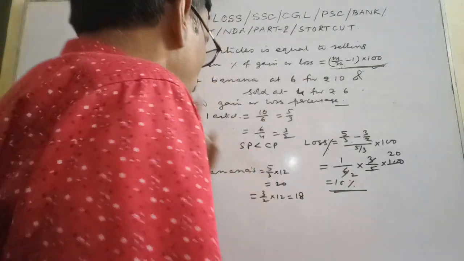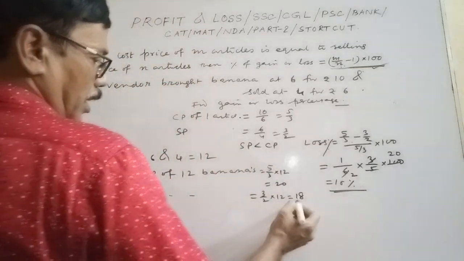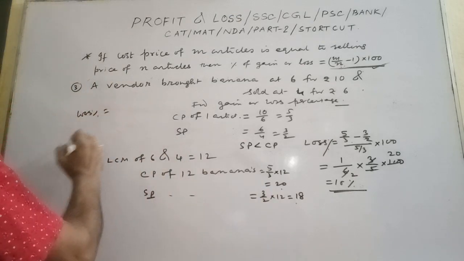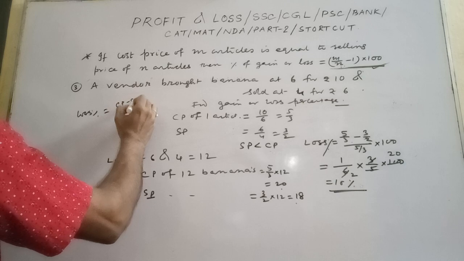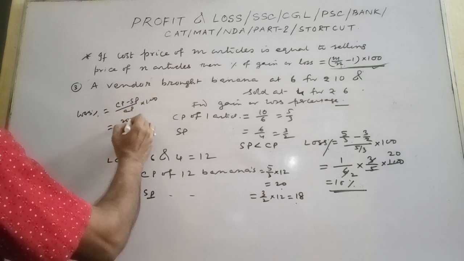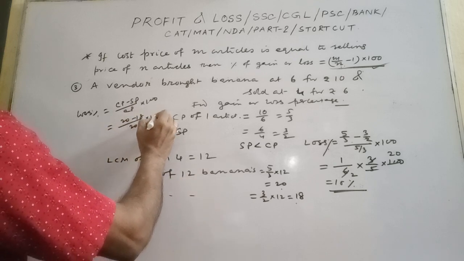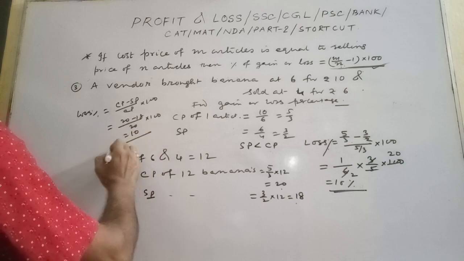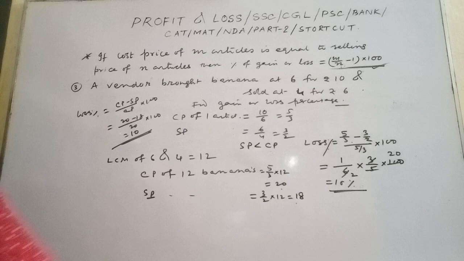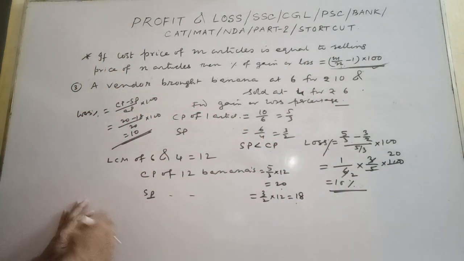So, to avoid fractions, you take the LCM. Look, SP is less than CP. So what is the loss percentage? CP minus SP by CP into 100. So 20 minus 18 by 20 into 100. So you are getting 10. So you may use the LCM of bananas solution to avoid fractions.